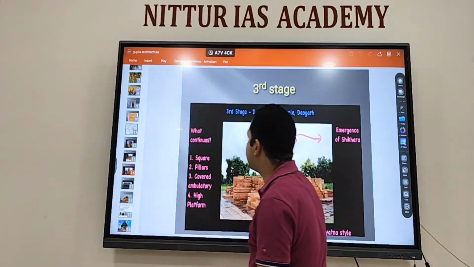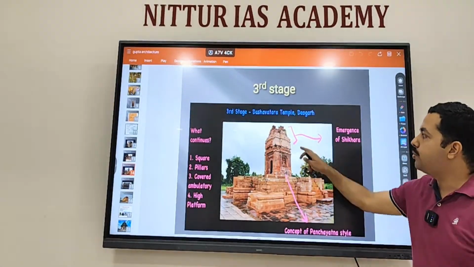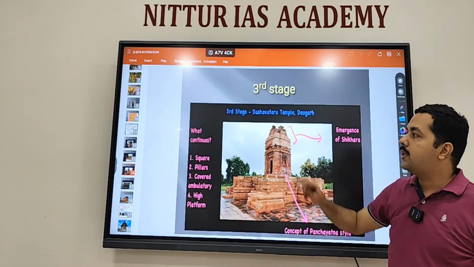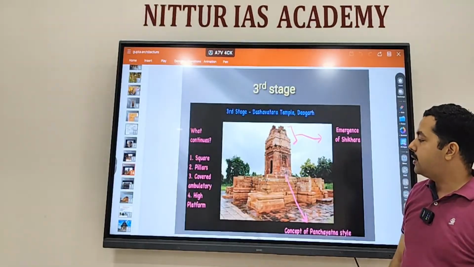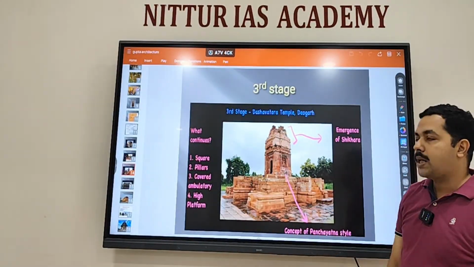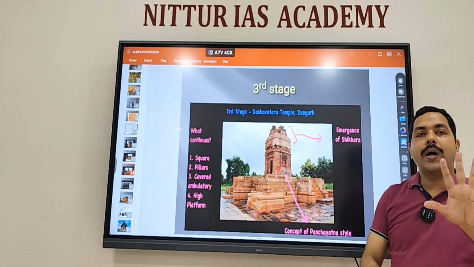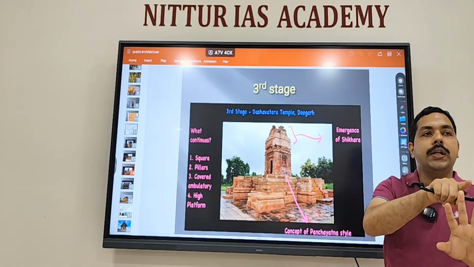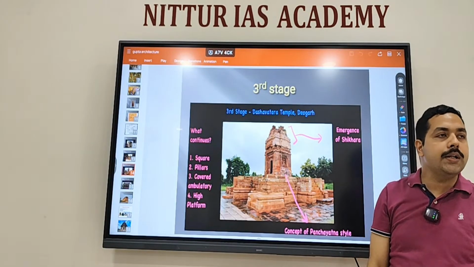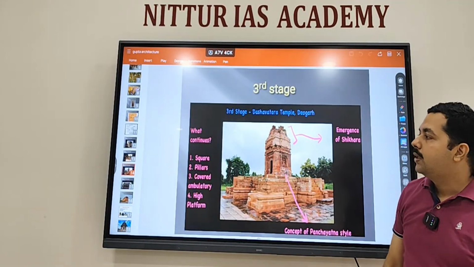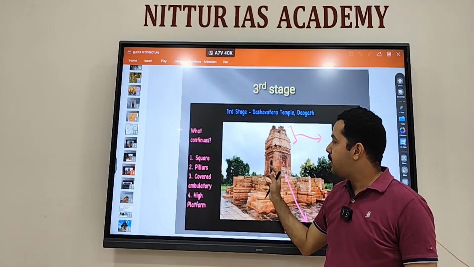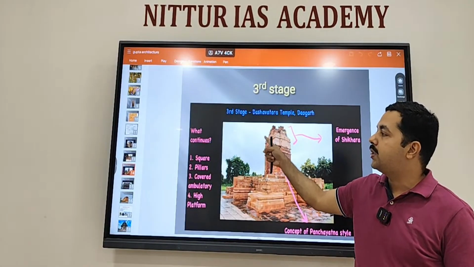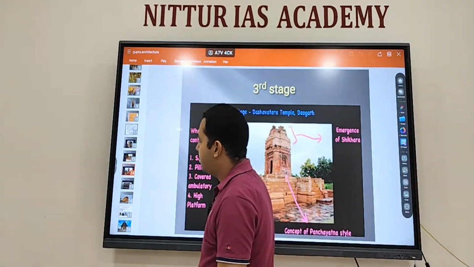Now the third stage. From here the Nagara school is emerging. The concept of shikhars is coming. Now the flat roof is not there. You see the concept of Panchayatan style. Panchayatan style means one major deity, along with subsidiary deities. Square pillars, covered ambulatory passage and high platform are continuing. So what is emerging? Shikhars are emerging.